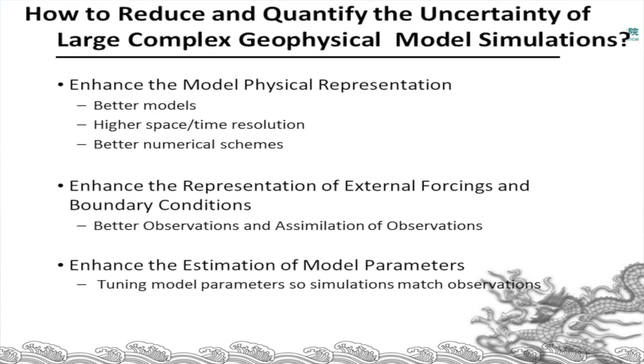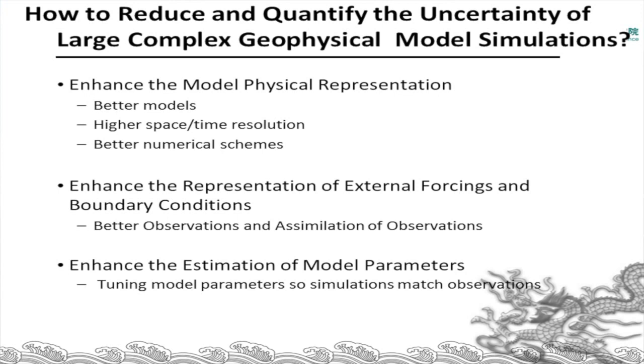There are other ways to improve model physical representation. You can use higher space-time resolution. You can use better numerical schemes. Another way to improve is enhancing the representation of external forcing and the boundary conditions. Okay, so this means we use better observational systems and better data assimilation methods.